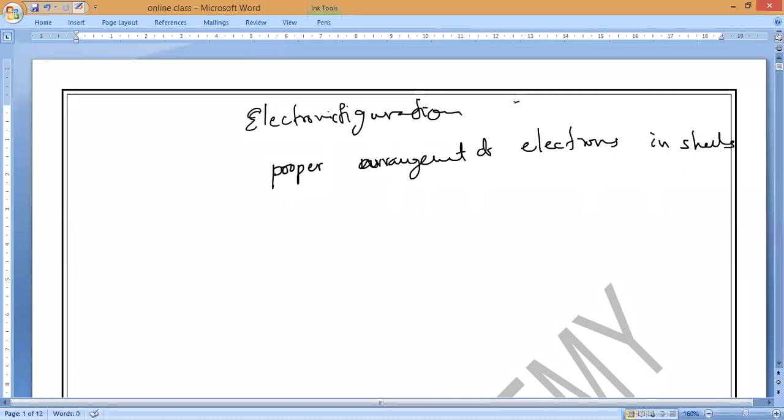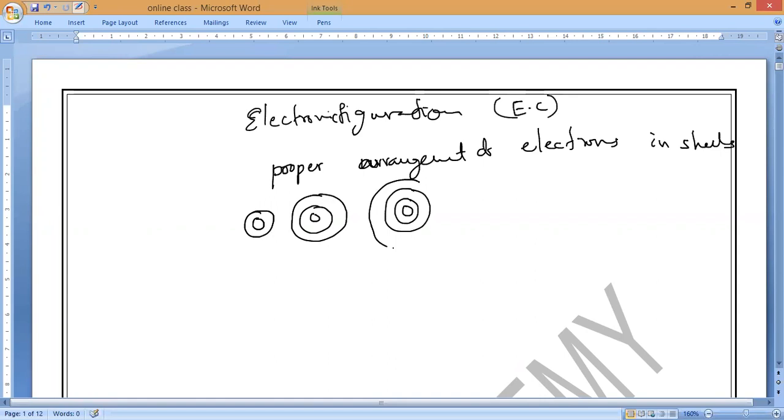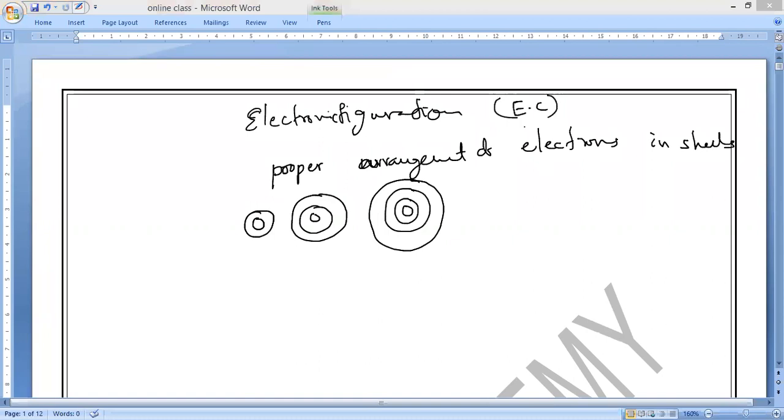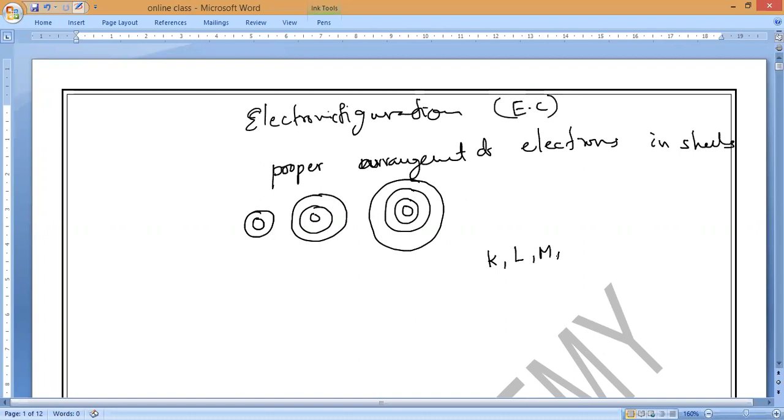So now, as we know, every atom has a different number of shells. Some atoms have only one shell, some have two shells, and some have three shells. For some elements it keeps on increasing, and some elements have even more than three shells also. Those shells we represent with K, L, M, N, O, and P. How else do we represent them? K, 1, 2, 3, 4, 5, 6.